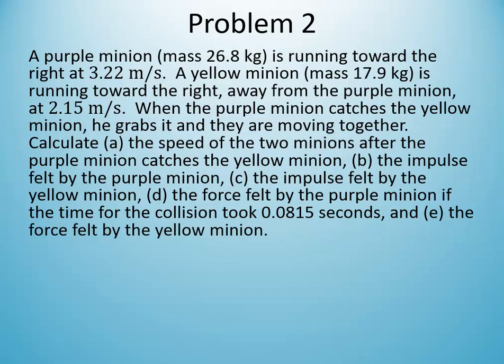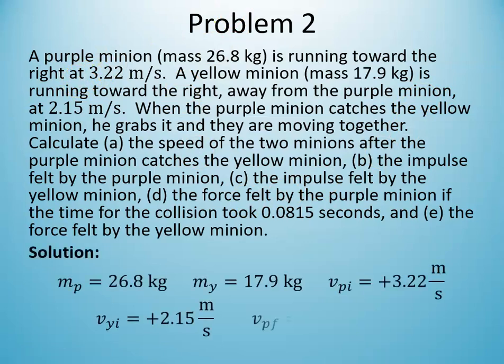So this seems like a long problem. And it kind of is a long problem, but the good news is that there are only 3 real calculations in this problem, as you will soon see. So the purple minion we had being the more massive one, and since it's going to catch the yellow minion who's also moving to the right, that means the purple minion must be going to the right a little bit faster.